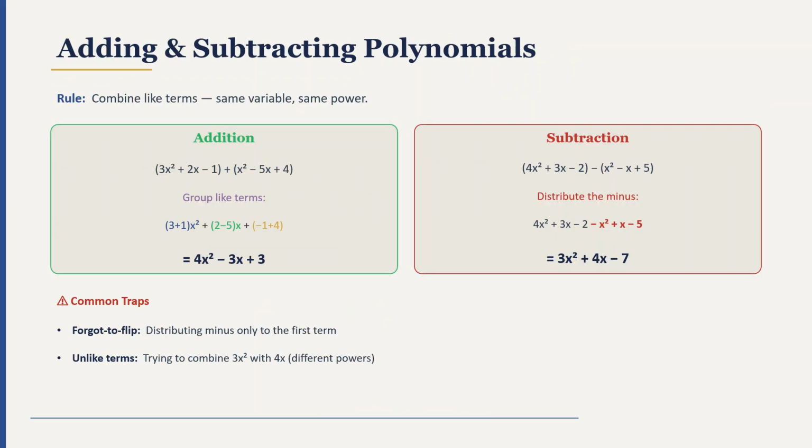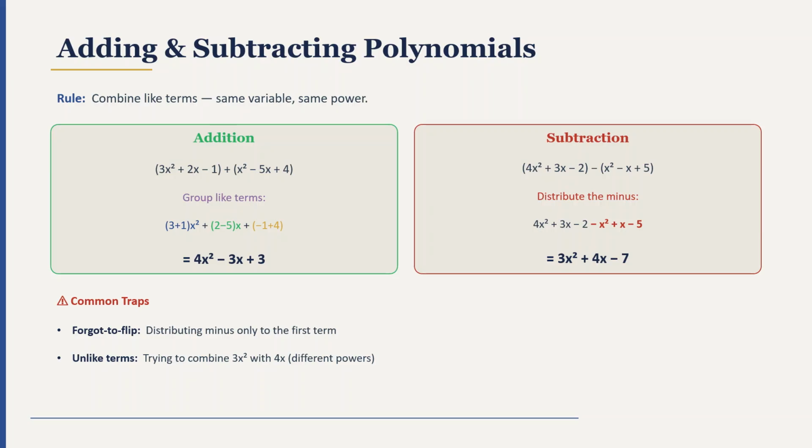Adding and subtracting polynomials is just combining like terms. Like terms share the same variable raised to the same power. 3x squared and x squared combine to 4x squared. 2x and negative 5x combine to negative 3x. Constants negative 1 and 4 combine to 3. Done. Subtraction has one extra step.